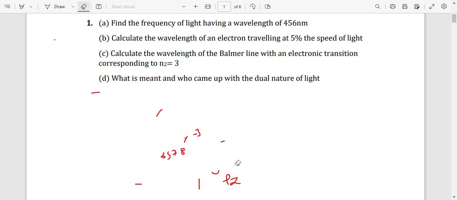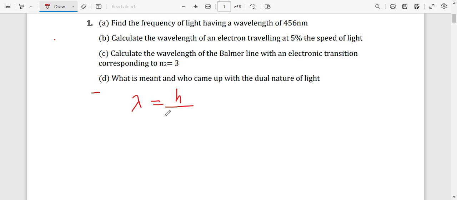Calculate the wavelength of an electron traveling at 5% the speed of light. What equation do you think we're going to use for this one? Calculate the wavelength of an electron traveling at 5% the speed of light. So wavelength is, from the data we have, what we have is 5% the speed of light. So I can have Planck's constant over mass times velocity. So we are going to use the de Broglie equation.